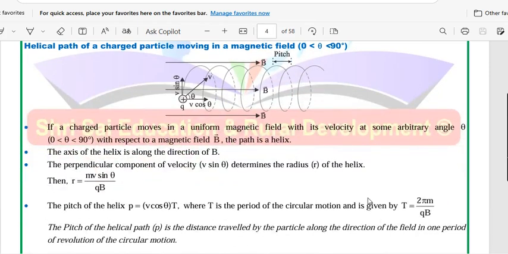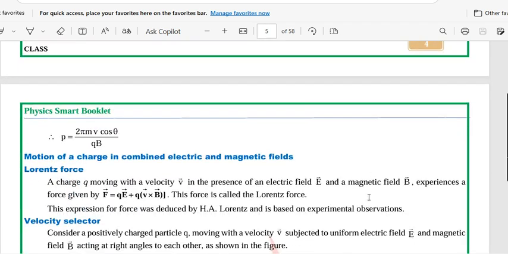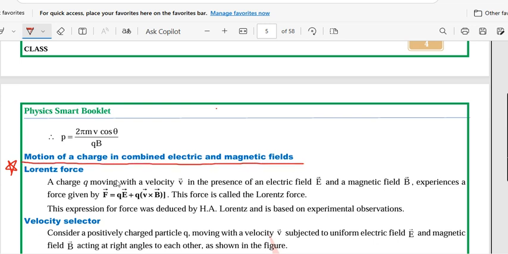So whatever criteria come under this sort of syllabus. And now I'm going to derive the expression for motion of charge in combined electric and magnetic fields. So this is nothing but Lorentz force. So what do you mean by Lorentz force? This is nothing but the motion of a charge in combined electric and magnetic fields.